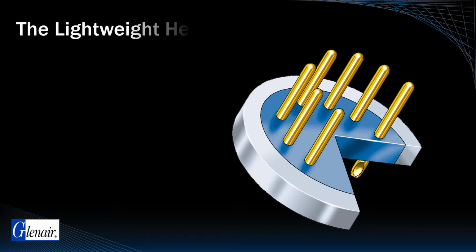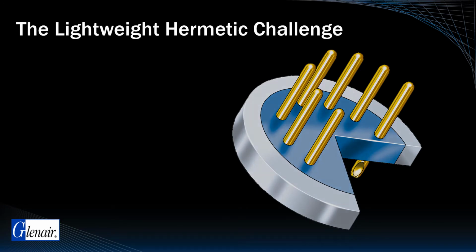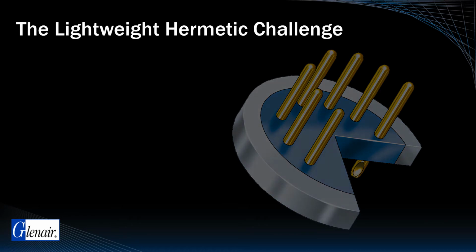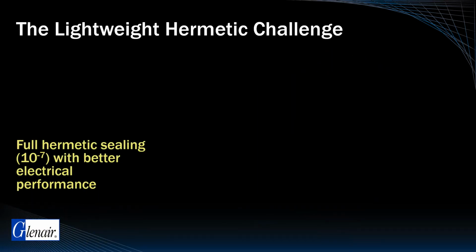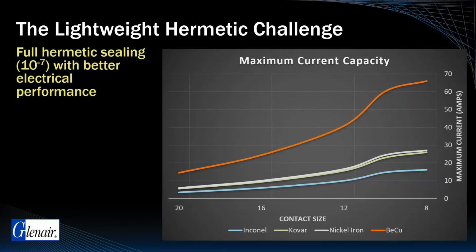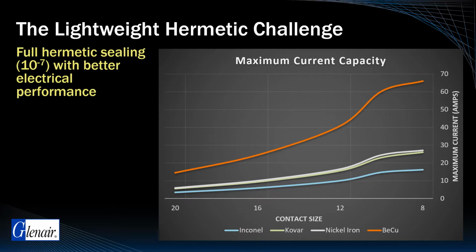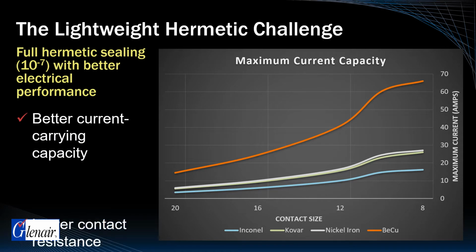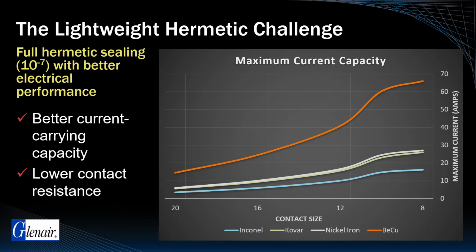The interconnect industry has searched long and hard for an alternative to glass-to-metal hermetic sealing that can still meet the 10⁻⁷ helium leak rate standard, but do so with better electrical performance, including better current carrying capacity and lower contact resistance. This graph shows the significant delta in electrical performance between beryllium copper contacts and the Inconel, Kovar, and nickel iron contacts typically used in glass-to-metal seal hermetics.